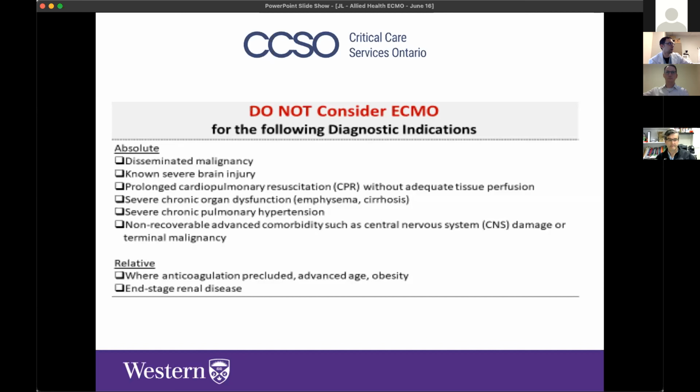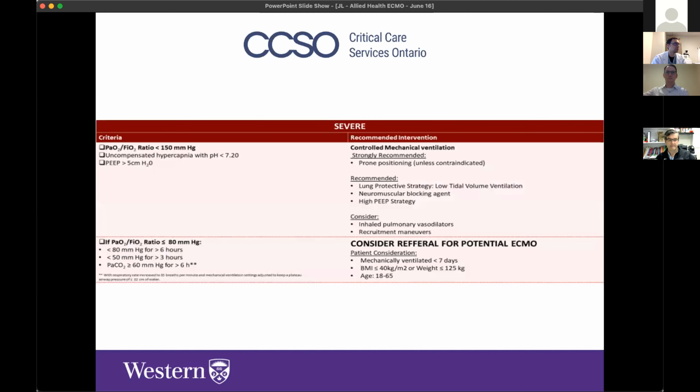Relative contraindications include patients who have contraindications to anticoagulation, which is not an absolute contraindication, but for a lot of people would limit their ability to be considered for ECMO. And then other things like advanced age or obesity, again, relative contraindications. And then end-stage renal disease, you really have to take that into context. Is it a younger, healthy person that happens to be on dialysis, or is it an older person with multiple comorbidities who also has end-stage renal disease? So that's why some of these things at the bottom are relative contraindications.